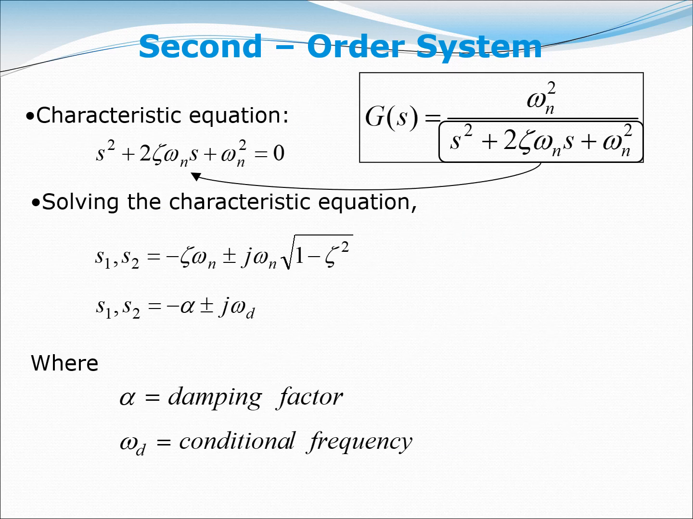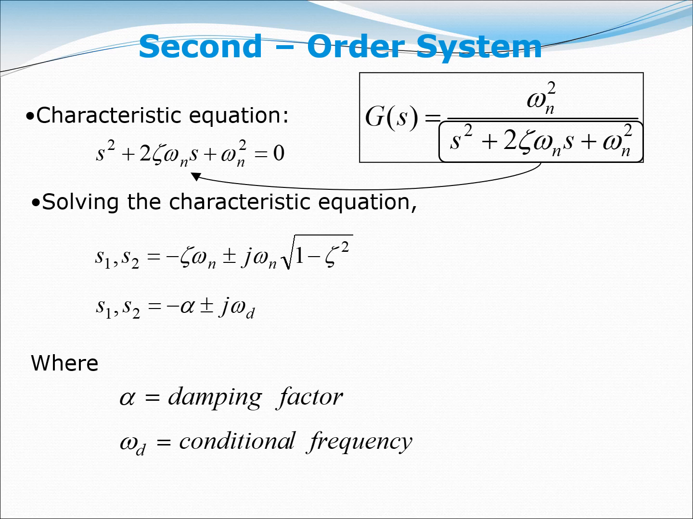Next I will introduce you to the characteristic equation, which can be found from the denominator of G(s). By solving this characteristic equation, we will get two poles, x1 and x2. To solve this, you can use a simple formula: minus b plus minus square root of b squared minus 4ac, divided by 2a. I hope you still remember using that equation.